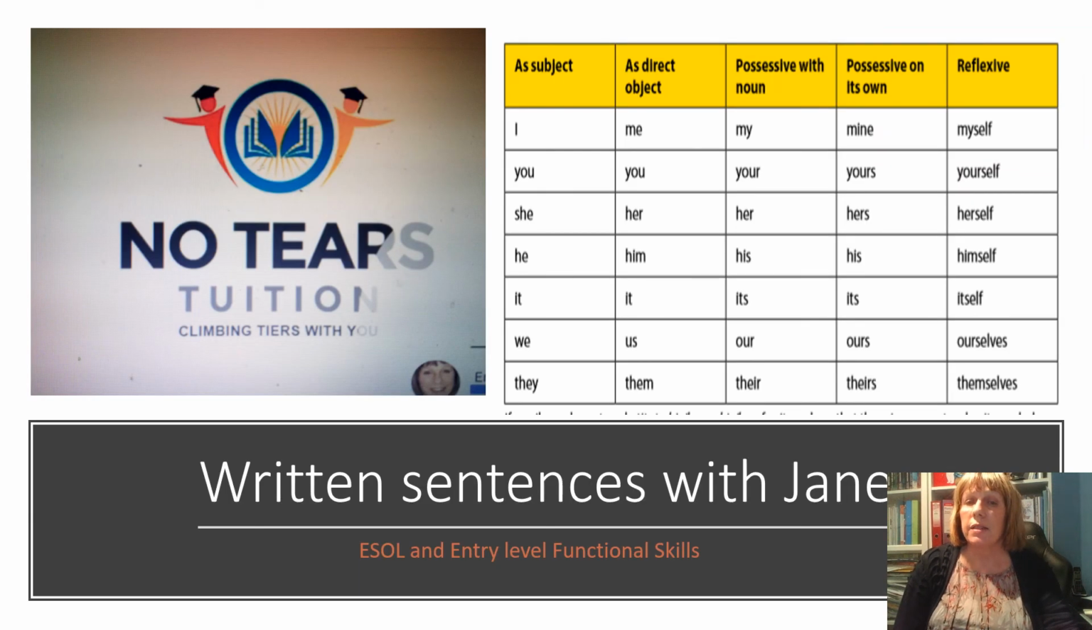And that's the end of the written sentences, but I have left you with a chart to think about, and we will look in another video later so that we can see how we will use that.